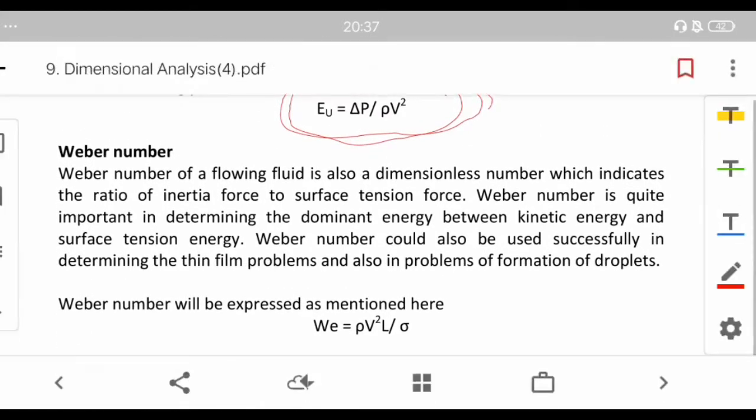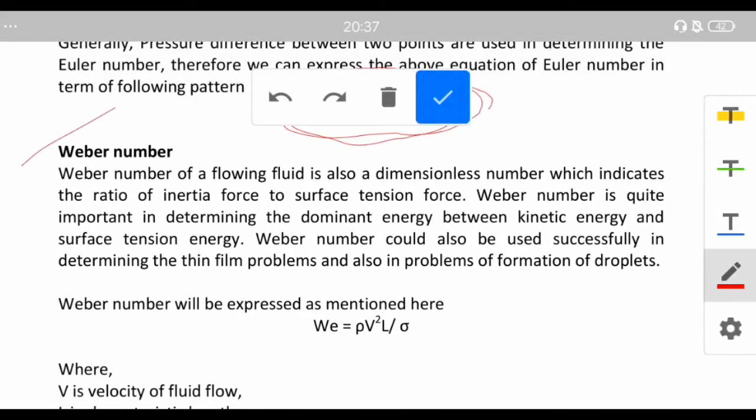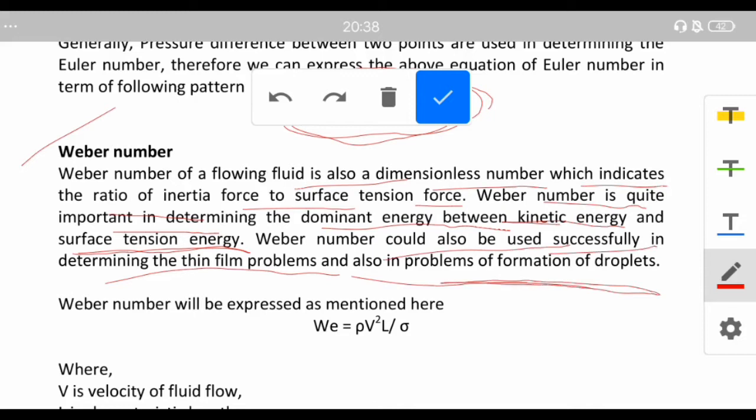Next is the Weber number. The Weber number of a flowing fluid is also a dimensionless number, which indicates the ratio of inertia force to the surface tension force. And Weber number is quite important in determining the dominant energy between kinetic and surface tension energy. So the Weber number could also be used successfully in determining thin film problems, and also in problems of formation of droplets.